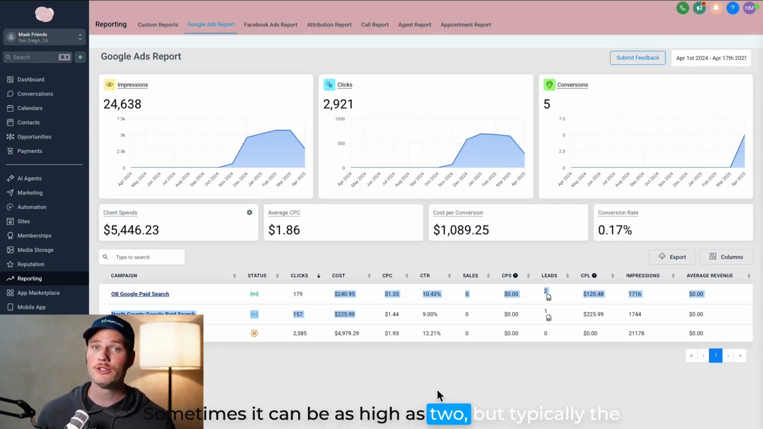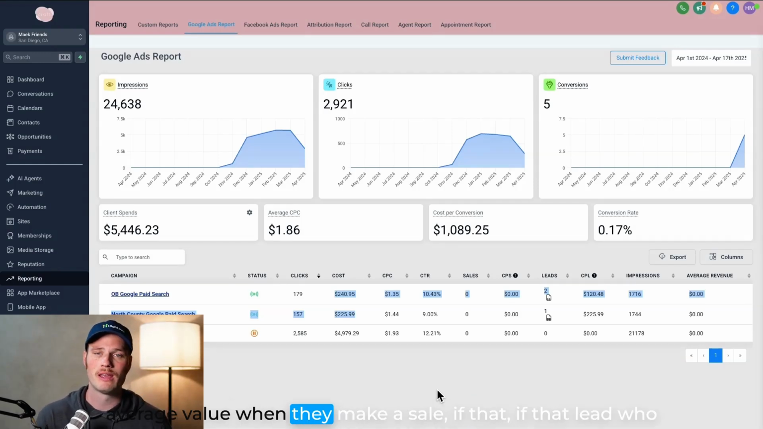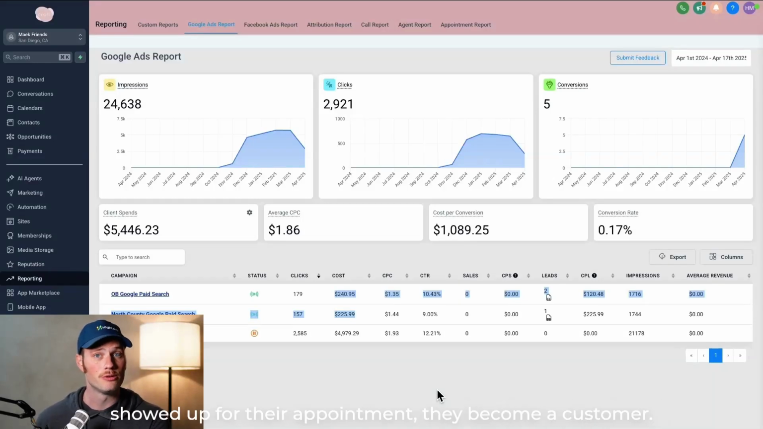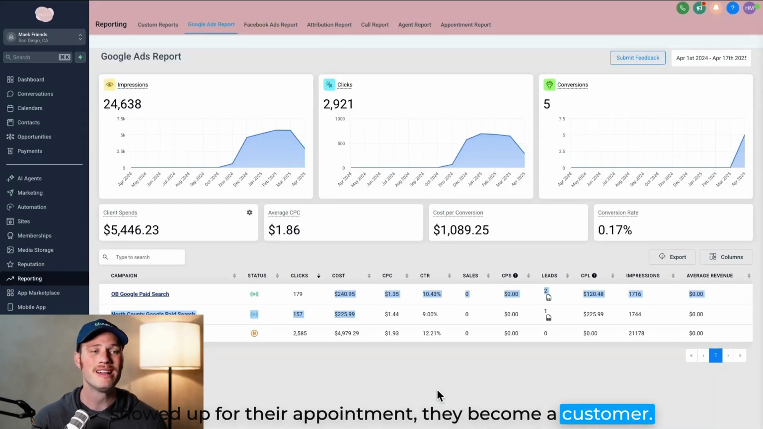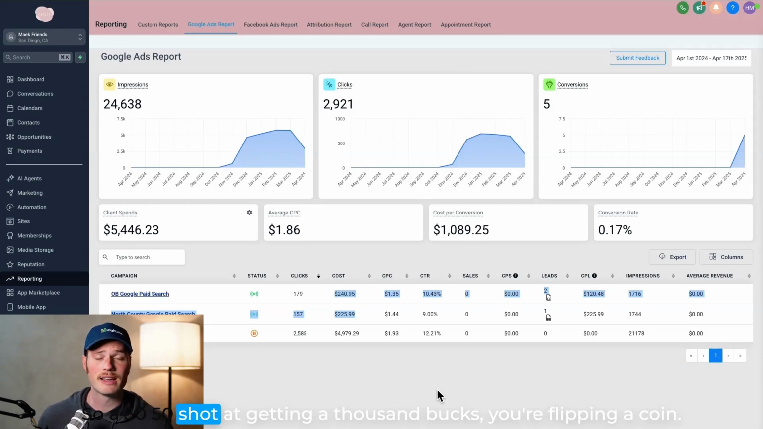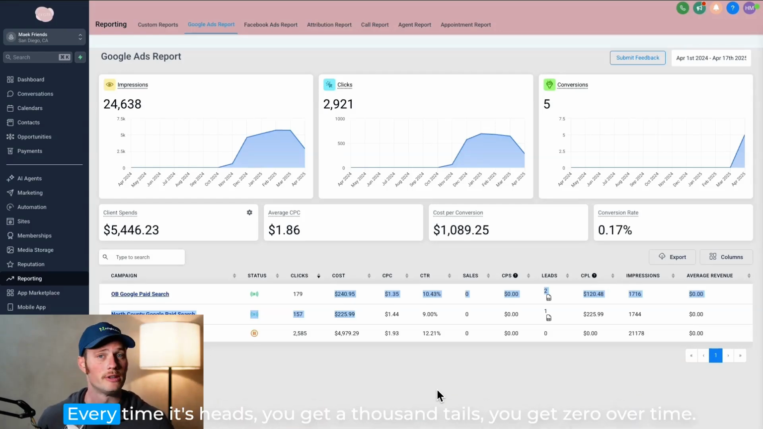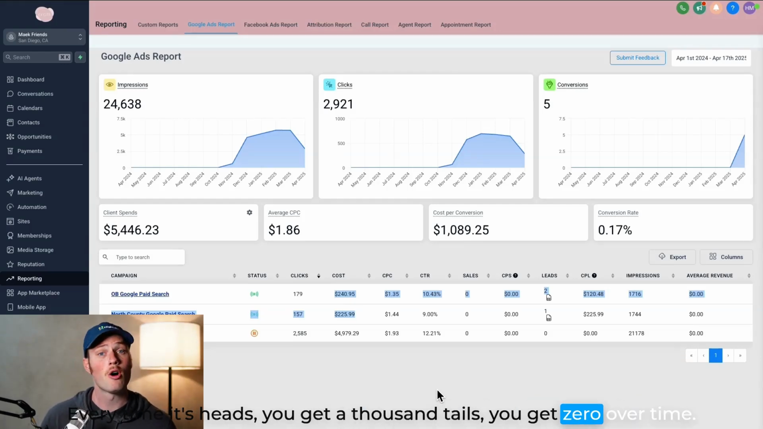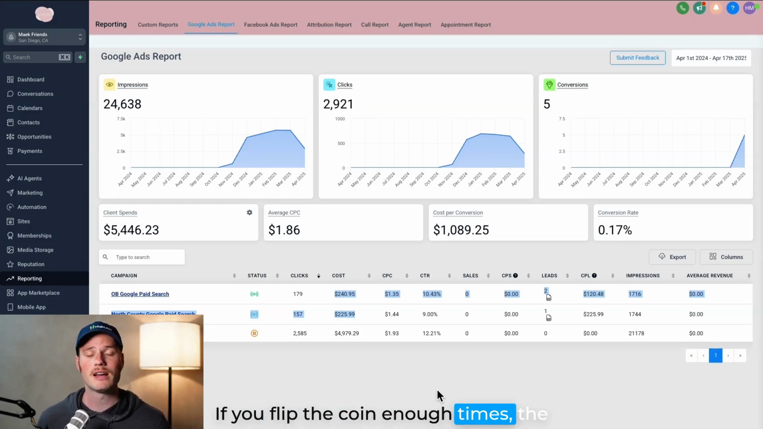Sometimes it can be as high as 2, but typically the average value when they make a sale, if that lead who showed up for their appointment becomes a customer, is going to be about $1,000 to this business. So a 50-50 shot at getting $1,000, you're flipping a coin. Every time it's heads, you get 1,000, tails, you get 0. Over time, if you flip the coin enough times, the average will be about $500 a coin flip.